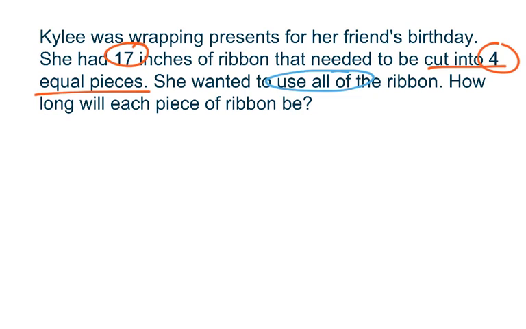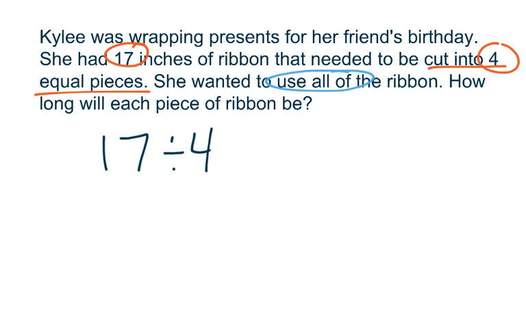We need to know how long each piece will be. So you could draw a picture to help you. Take that 17 inches of ribbon and separate it into 4 pieces. We can also divide 17 divided by 4. What type of problem is this going to be when we're all done with it? If we don't want anything left over, we don't want a remainder, what type of problem is this?